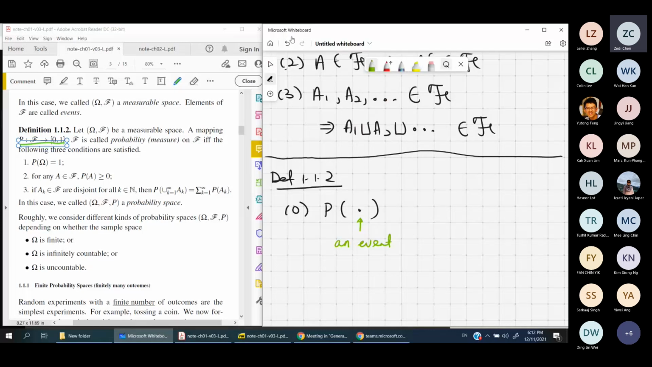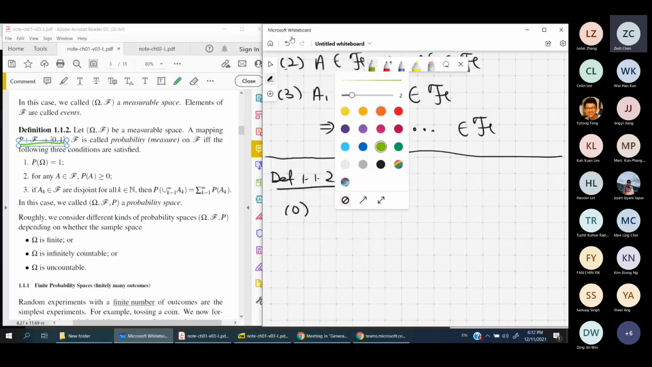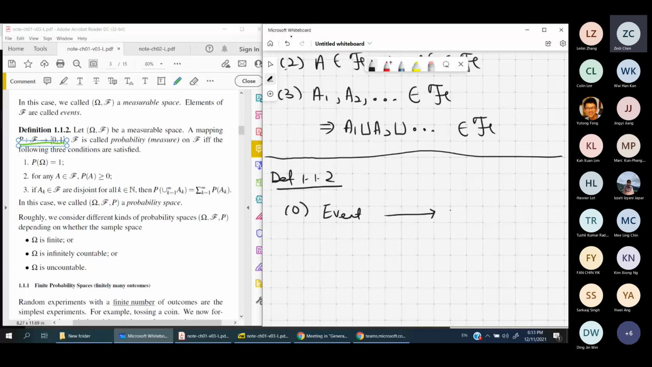Maybe I shall put it this way. P will associate one event to a number, okay, a number. And secondly, P of omega must be equal to 1.